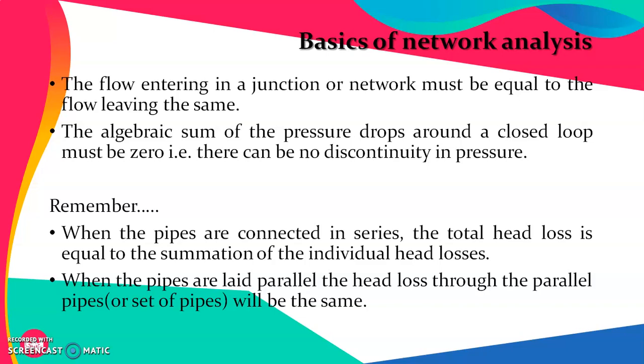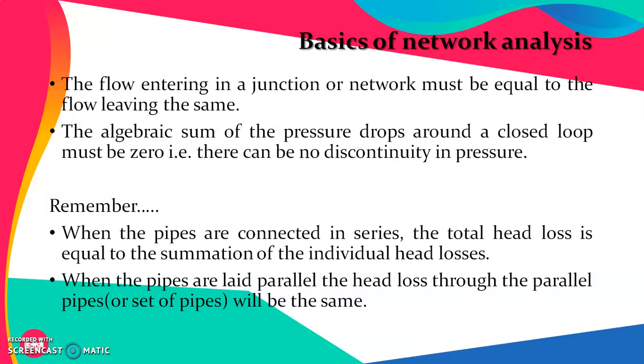The flow entering in a junction or a network must be equal to the flow leaving the same, and the algebraic sum of the pressure drops around a closed loop must be 0. That means there cannot be a discontinuity in the pressure. So please remember two things: when pipes are connected in series, means one pipe is connected to another pipe and that pipe is connected to next pipe, then the total head loss is equal to the summation of individual head losses. Well, when the pipes are laid parallel, the head loss through the parallel pipes or a set of pipes will be same.